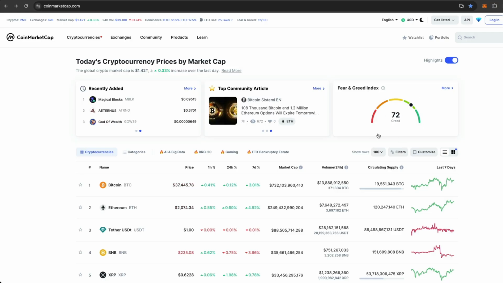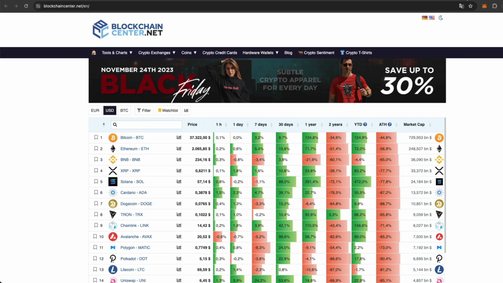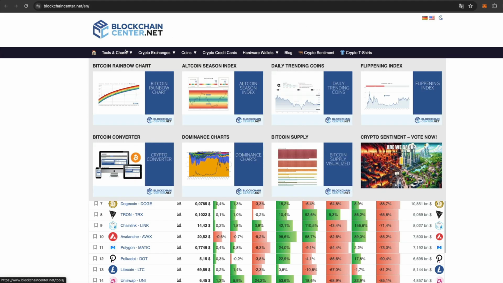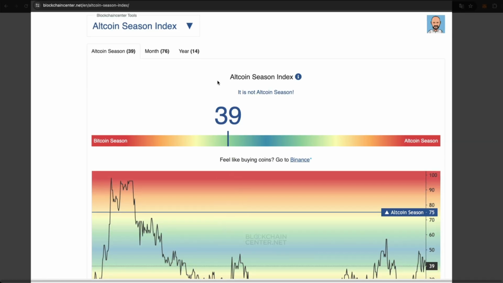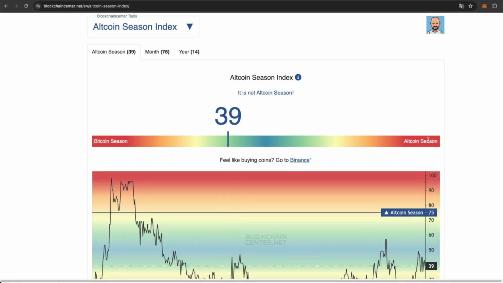And the last asset that I want to show you for becoming self-sufficient is under Blockchain Center. They have one tool that's really nice in particular, which is the Alt Season Index. And you can explore their site for other tools, but this is the one I really want to show you. The Altcoin Season Index gives you an idea of whether it's altcoin season or Bitcoin season. Generally, in altcoin season, you make a lot more money with altcoins. And then in Bitcoin season, Bitcoin is the safer asset in the market.